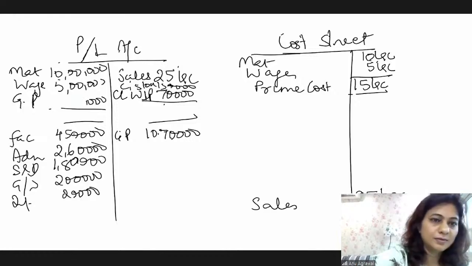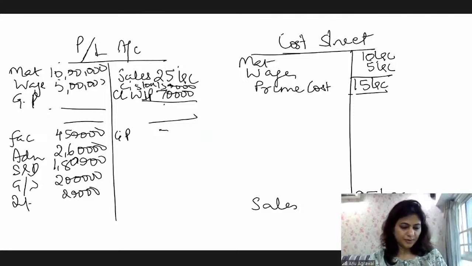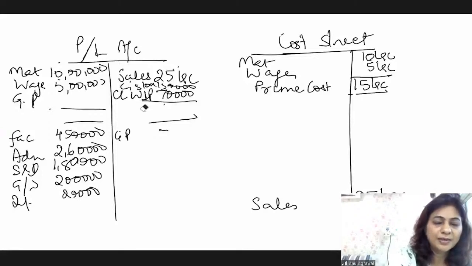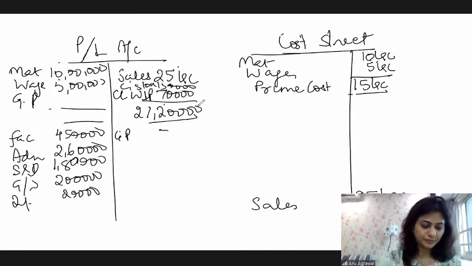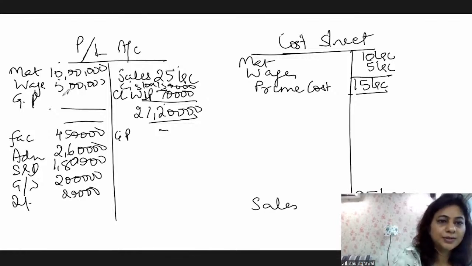Okay, so it is 25 lakhs plus 1,50,000 closing stock, which is given in the question, plus 70,000. So it is 27 lakh 20,000 minus 15 lakh. So it is coming out to be 12 lakh 20,000.